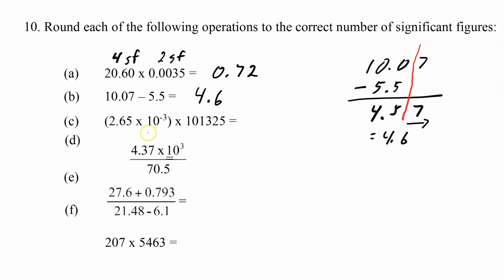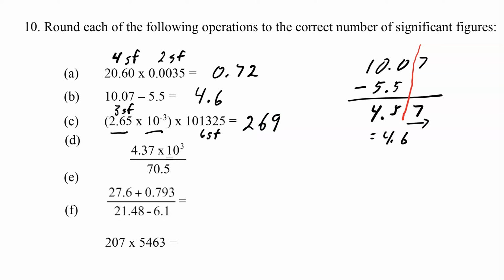In part C, again, we just have a straight multiplication here. The only difference is our first number is given in scientific notation. Remember that only the first part, the number to the left of the multiplication sign, determines the number of significant figures. Therefore, we have 3 significant figures in the first number. We have 6 significant figures in the second. So when we multiply these two together, our answer is going to have to be rounded to 3 significant figures. And doing the math, we get an answer of 269.